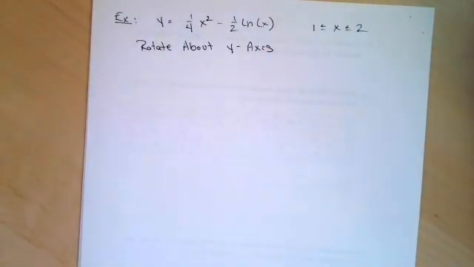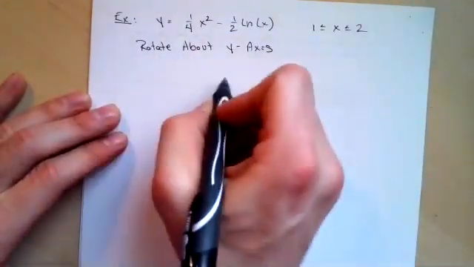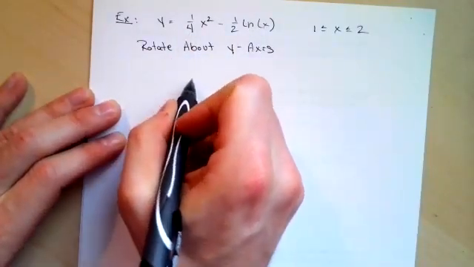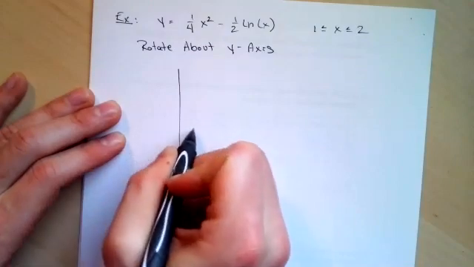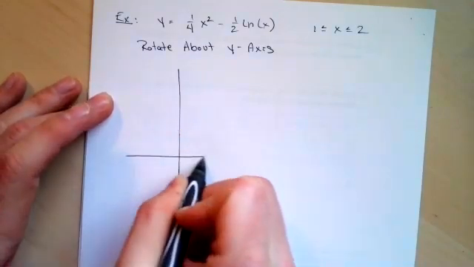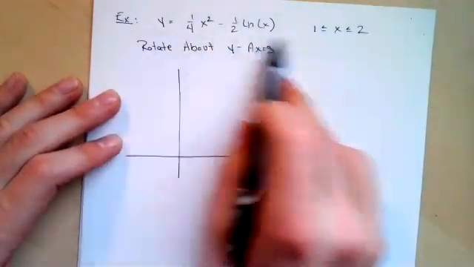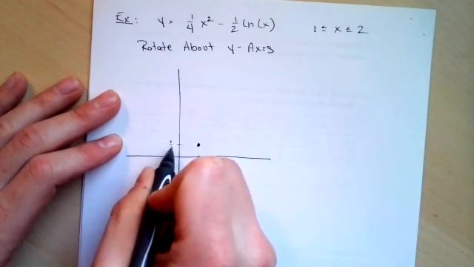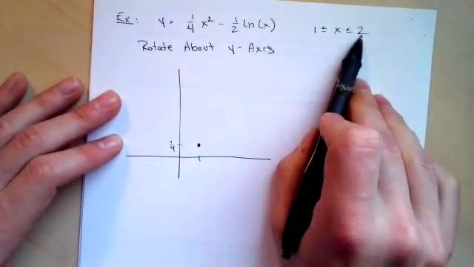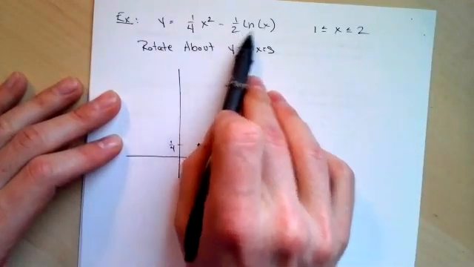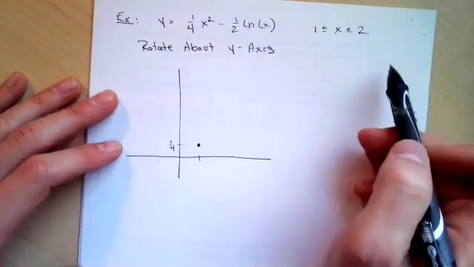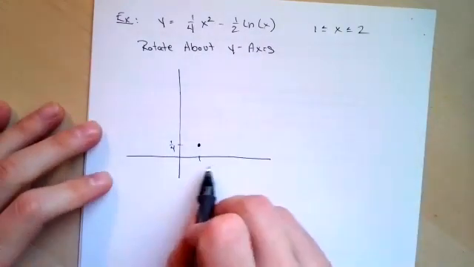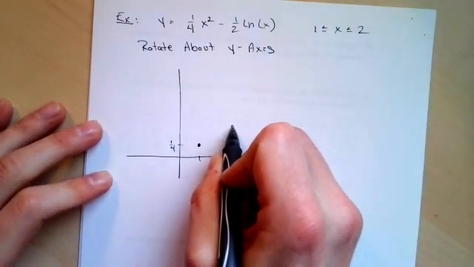Let's see. So first step, we want to graph this guy. How do we want to graph it? X equals 1 will give us 0, that'll give us 1/4. We are rotating about the y-axis. So our y at x equals 1 will be something like 1/4. At x equals 2, we will have 1 minus 1/2 natural log of 2. Not entirely sure what value that's going to be.